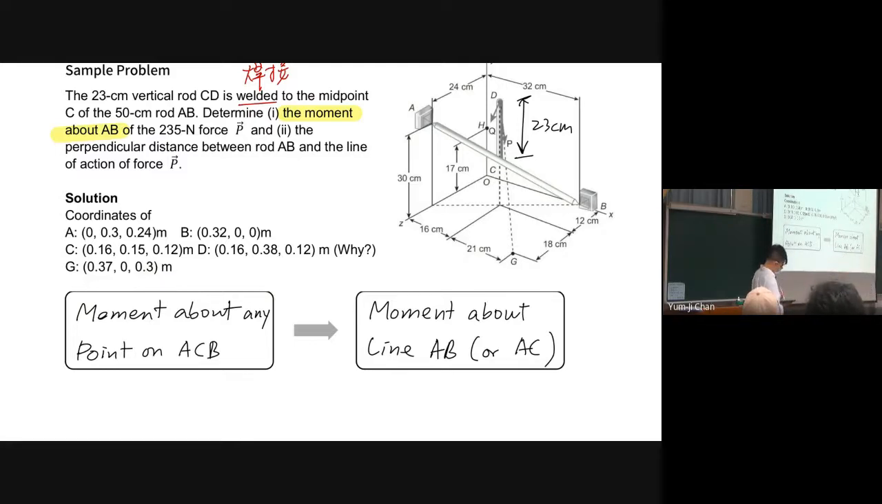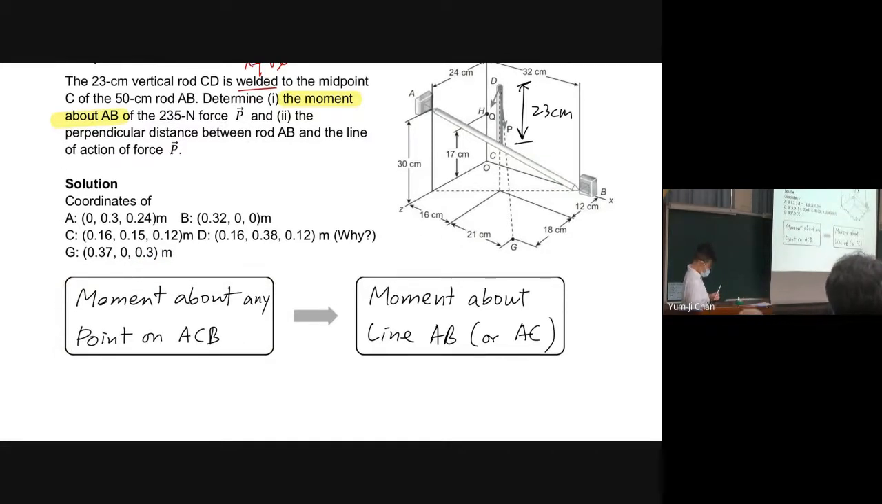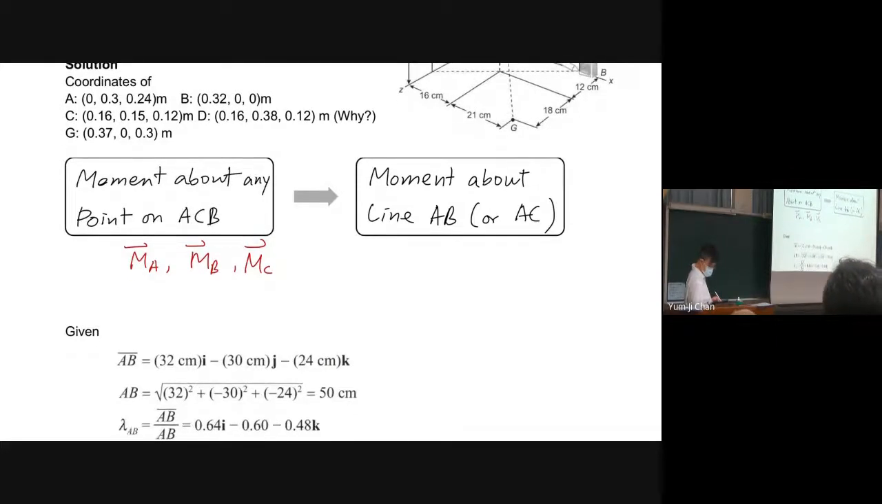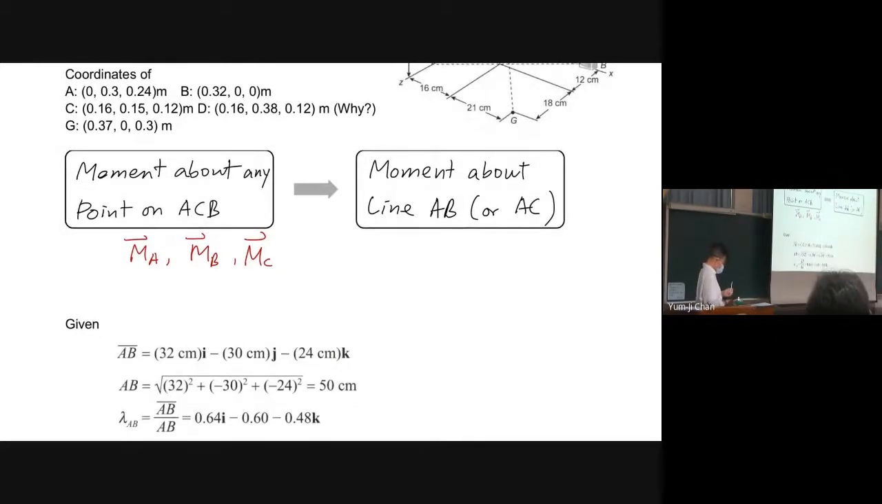We first get this one. We want to get this one, and of course we can choose. You can choose MA, MB, or MC. And then after you get this, MAB is equal to this M dot lambda AB.